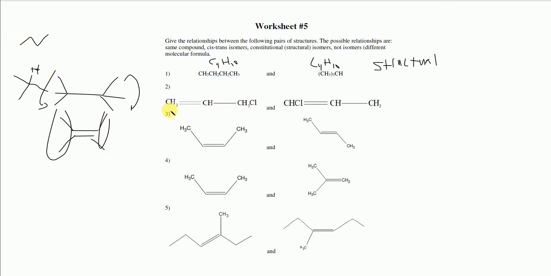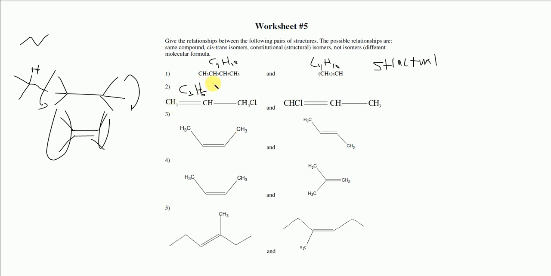So for number two, the first thing to check is, do I actually have the same chemical formulas? So I have three carbons. I have two hydrogens, another hydrogen, so that's 3, 4, 5.